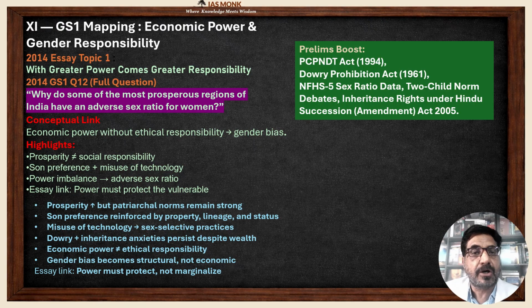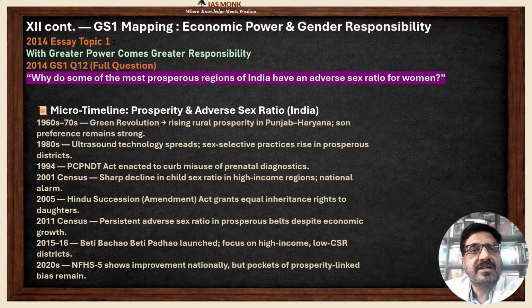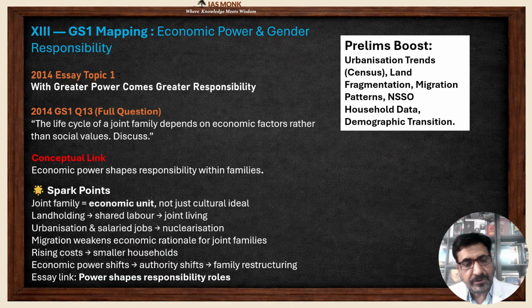Social norms around dowry, inheritance. So, in India's richest regions, prosperity without ethical responsibility turned technology into a tool of bias, proving that economic power alone cannot guarantee gender justice. When wealth grows but values do not, power drifts away from responsibility and society's progress becomes uneven and incomplete. So I have given a micro timeline. Moving on to the next question.